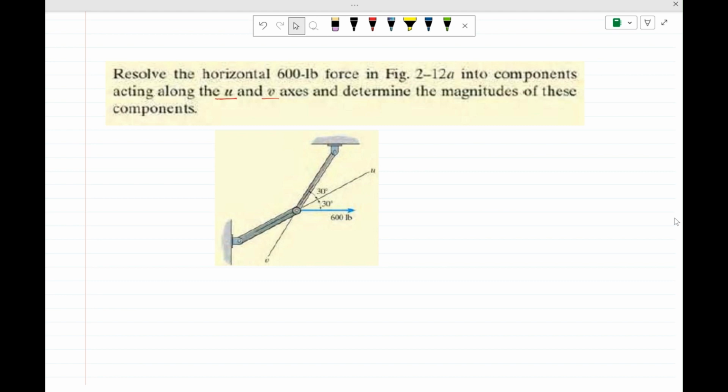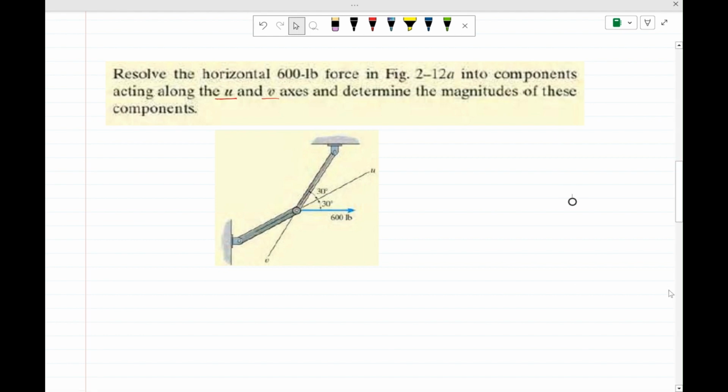Resolve the horizontal resultant force, which is 600 Newton in this case, into components acting along the U and V axis. It doesn't matter whether the names are U and V or X and Y, they are all the same. That means we have only two axes, U and V, so we will have only two components of this force when we decompose or resolve it into components. And then determine the magnitude of these components.